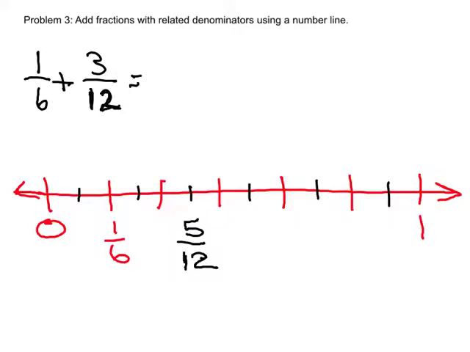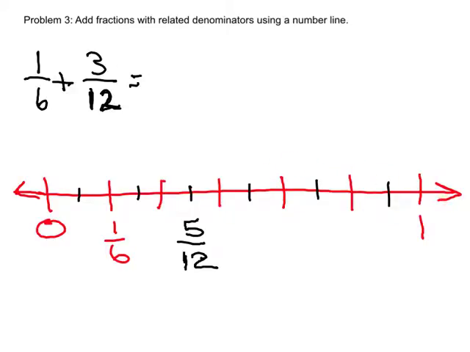3/12 is less than a half. So my number line can have an anchor point of 0 at one end, and 1 at the other end. And then I went ahead and I divided my number line into 6. 1/6, 2/6, 3/6, 4/6, 5/6, and 6/6. After that, I divided it into 12ths. Again, 1/12, 2/12, 3/12, 4/12, 5/12, 6/12, 7/12, 8/12, and so on.